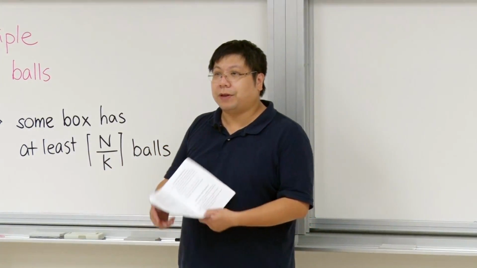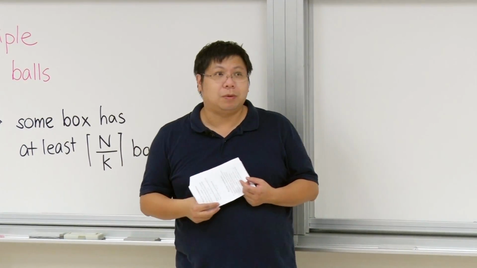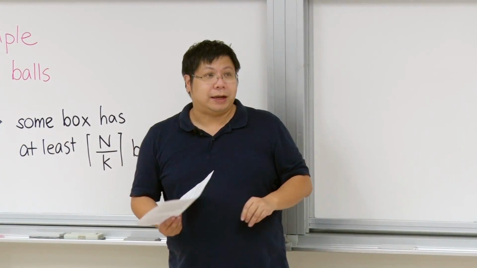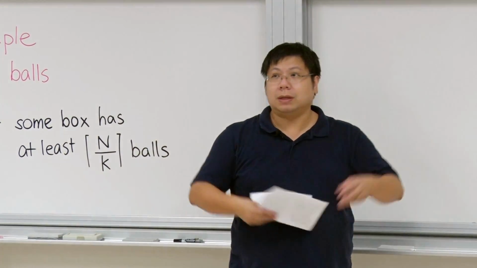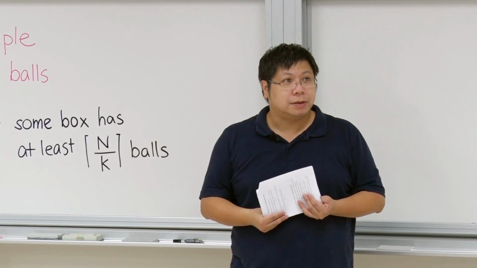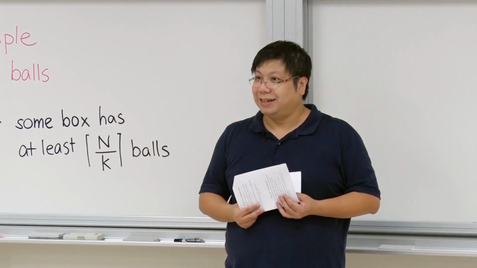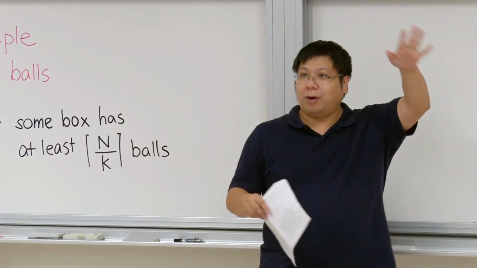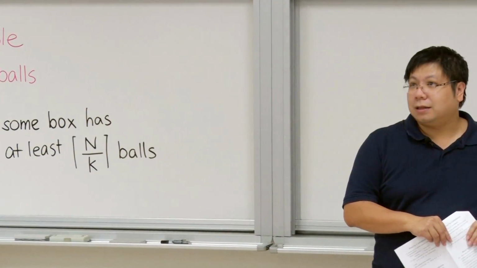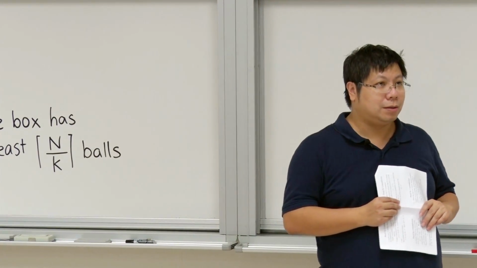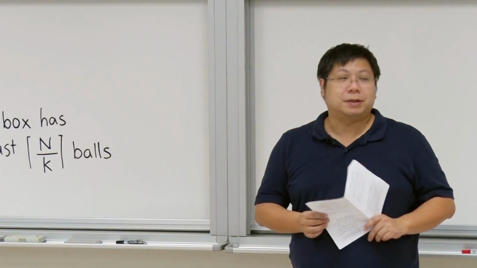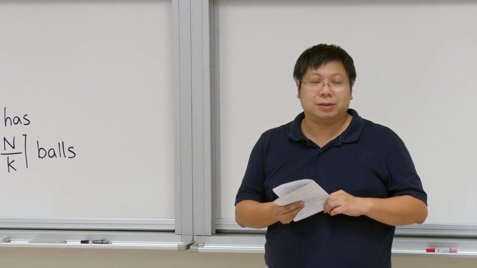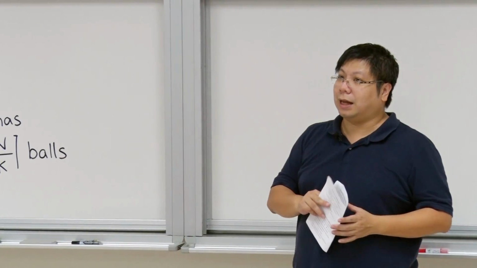Is that okay? So if there are 5 balls and 2 boxes, then one of them will have 3 or more. Let's say there are 100 balls and 15 boxes, then one of them will have 7 or more balls, because 100 divided by 15 is 6 point something, and if we take the ceiling, it becomes 7. So this is the general version of the pigeonhole principle.